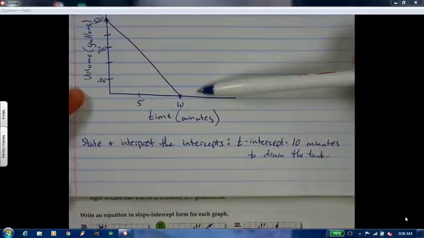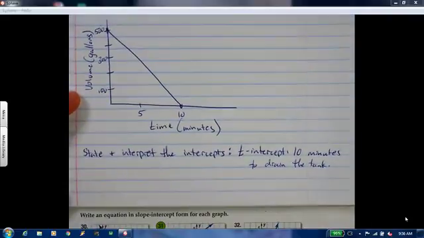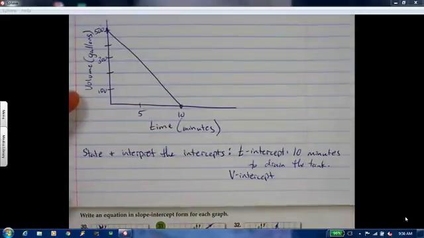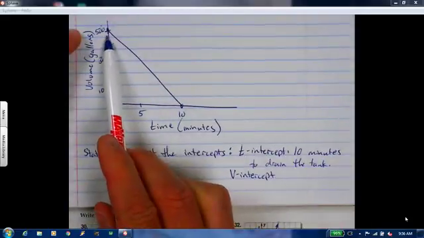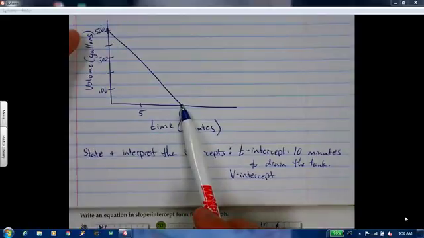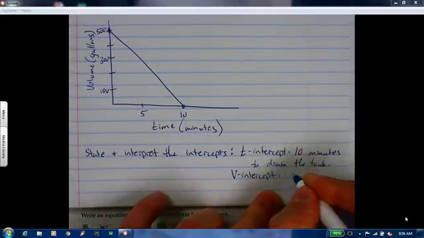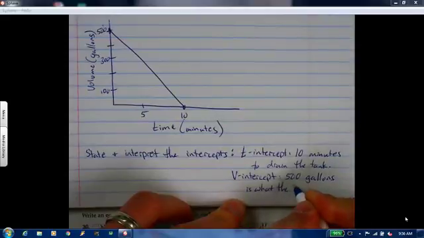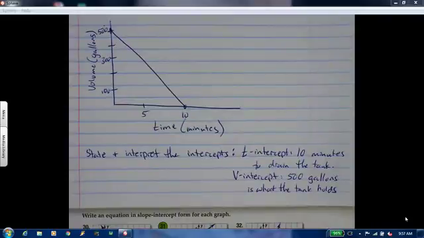So now our vertical one, what label would I use here? Gallons or V, volume. So what's my V-intercept? Okay, see how it crosses right up here at 500? Now if it doesn't cross right at a specific point, you just have to estimate where it's at. Okay, you can do that. So V-intercept, 500 gallons is what the tank holds. Because then our time is 0. So imagine you're draining a tank, got a stock tank. You're draining it, it holds 500 gallons, you pull the plug, time starts, after 10 minutes it's empty. Pretty good plug. So that's state and interpret the intercepts.